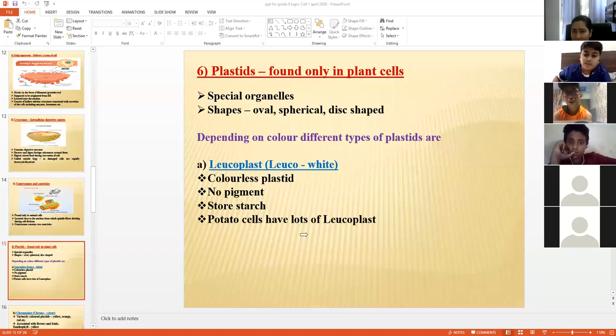What is an organelle? Organelle is something like an organ. Like how we have organs inside a body: there is a heart, there is a brain, there is a liver, there is a pancreas. The same way there are organelles in a cell.